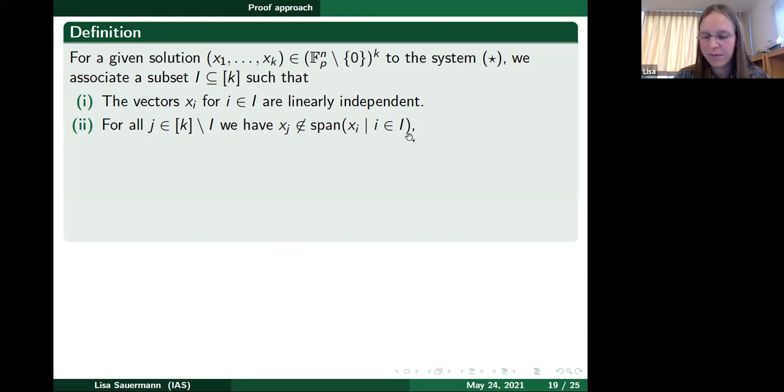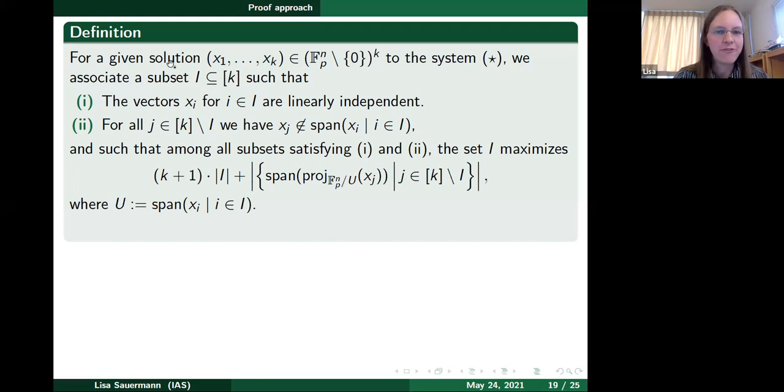And then there are typically many such sets I where these conditions are satisfied, but among all subsets I satisfying these conditions 1 and 2, we want to choose the particular set I we associate to this solution so that it maximizes this expression here. So this expression counts k plus 1 times the size of I plus the kind of size of the set. And so let me just roughly say what this is.